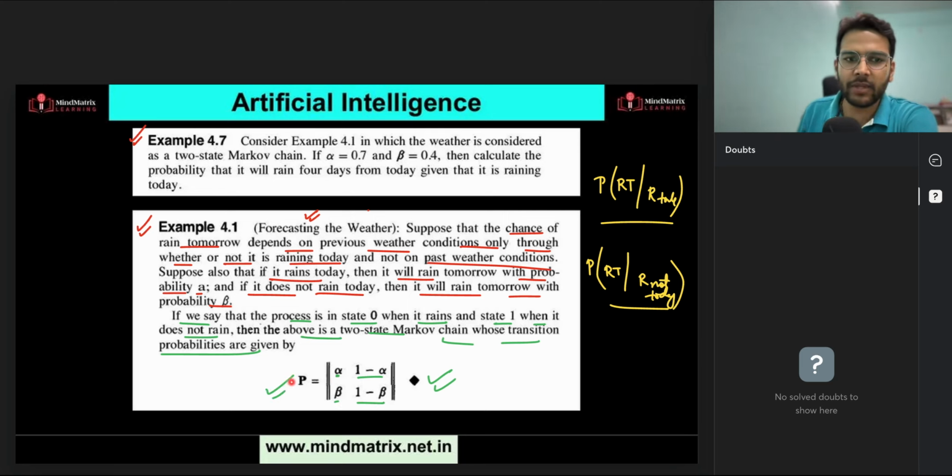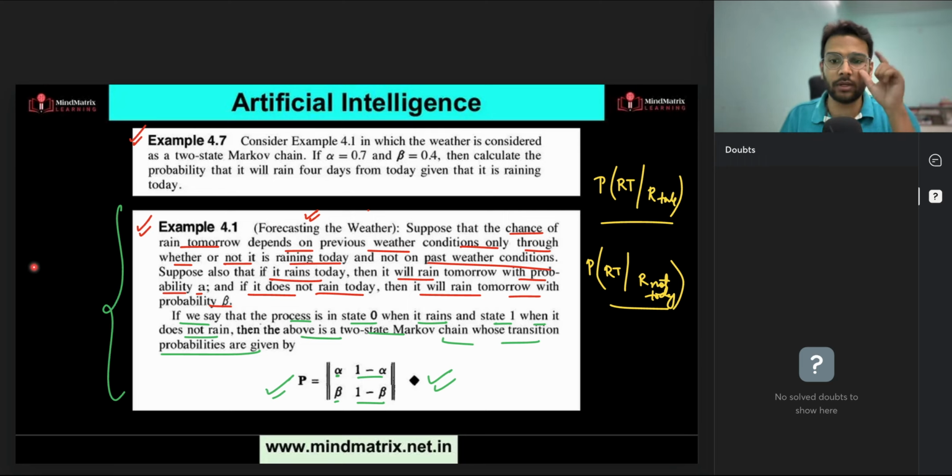Is this clear so far? This example is clear or not? Just tell me this first, Example 4.1. If it is clear, then we can proceed to solving this particular question. Clear? Any doubt?